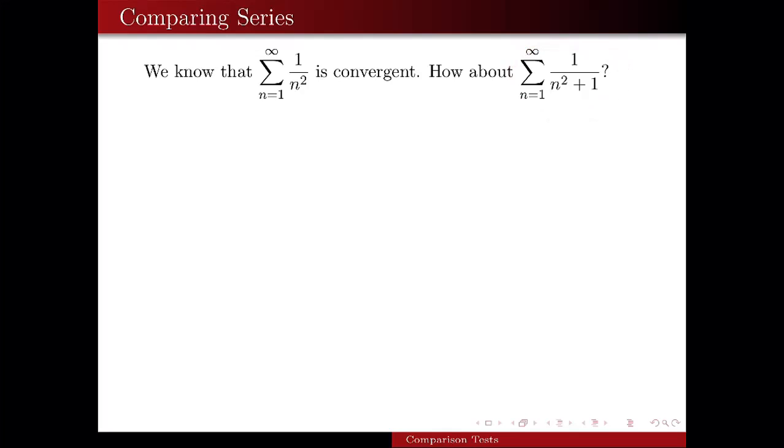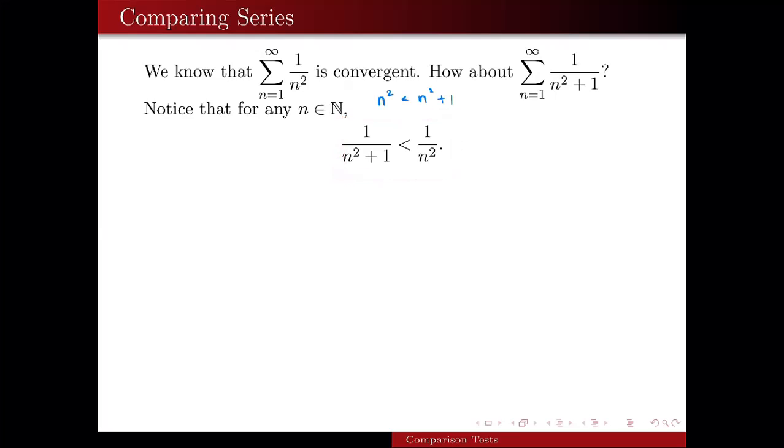Now, take note that for all n, you have this inequality: 1 over n squared plus 1 is less than 1 over n squared. If you don't see that, you can start with the following. For all n, n squared is less than n squared plus 1. Of course, if you take the reciprocal, the inequality will change. That's why you will have this inequality.